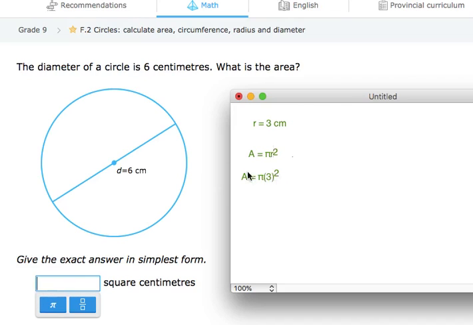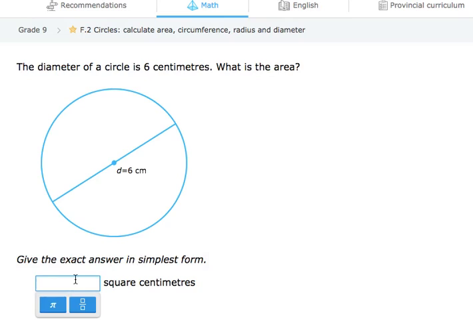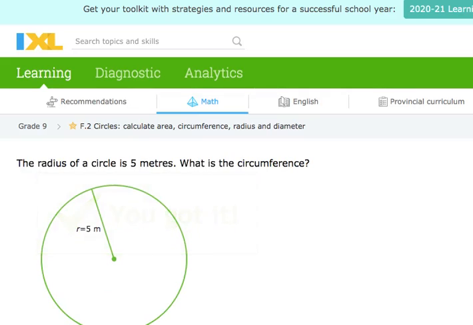So we've got an exponent here. That means I've got to do 3 squared first, which is 9. And then 9 times pi is just 9 pi, because it's asking me to give an exact answer involving pi. So my area is going to be 9 pi here, and that works as well.